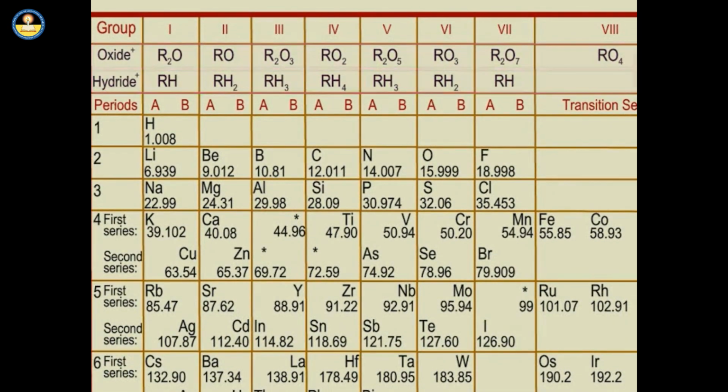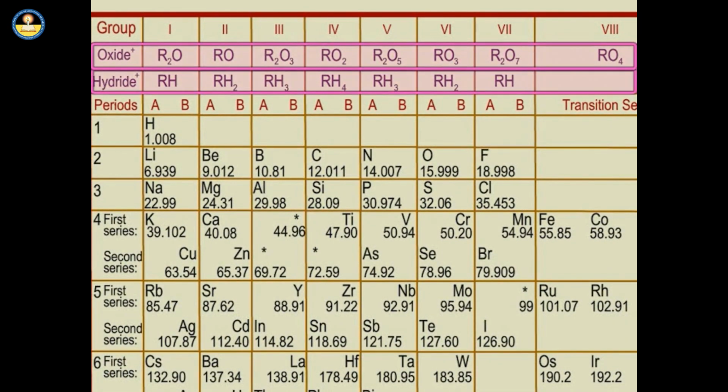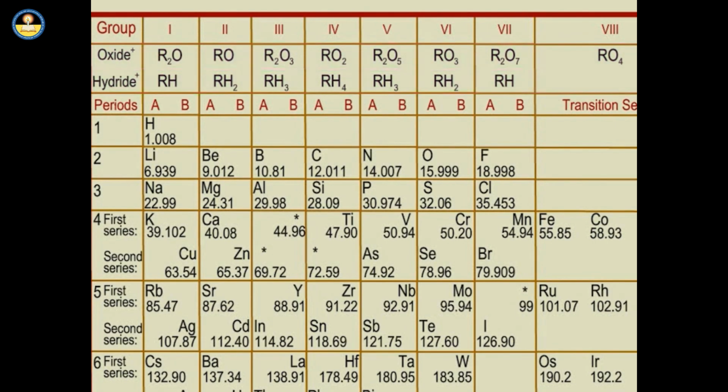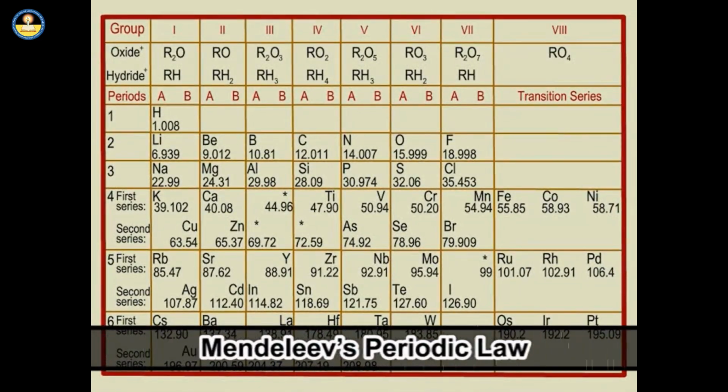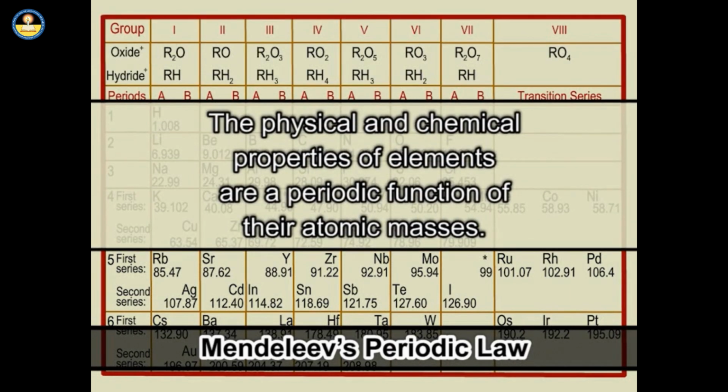The formulae of the hydrides and oxides formed by an element were treated as one of the basic properties of an element for its classification. He concluded a law known as Mendeleev's periodic law, which states that the physical and chemical properties of elements are a periodic function of their atomic masses.